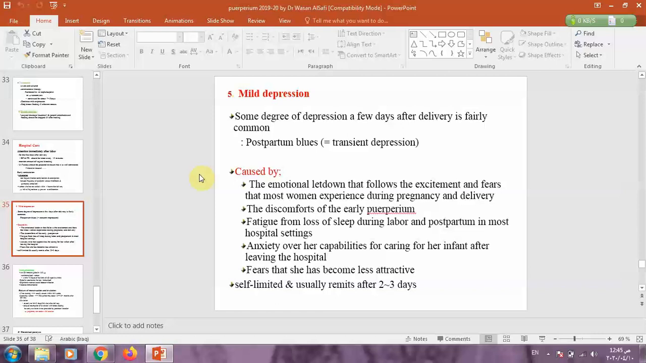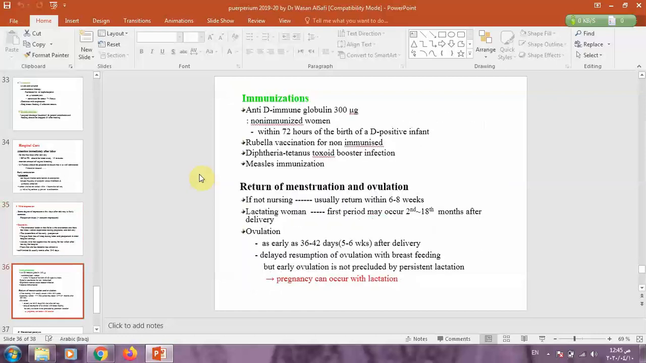The woman has a baby and she hasn't prepared herself to deal with it. Some women will have fatigue from loss of sleep during labor and the postpartum period in most hospital settings. There is anxiety over her capability of caring for her infant after leaving the hospital. She's afraid that she will not be able to deal with this baby. She fears that she has become less attractive to her husband, and this may affect her marital status. It's usually self-limited and mild, remains for 2 to 3 days, and then with time it is resolved.